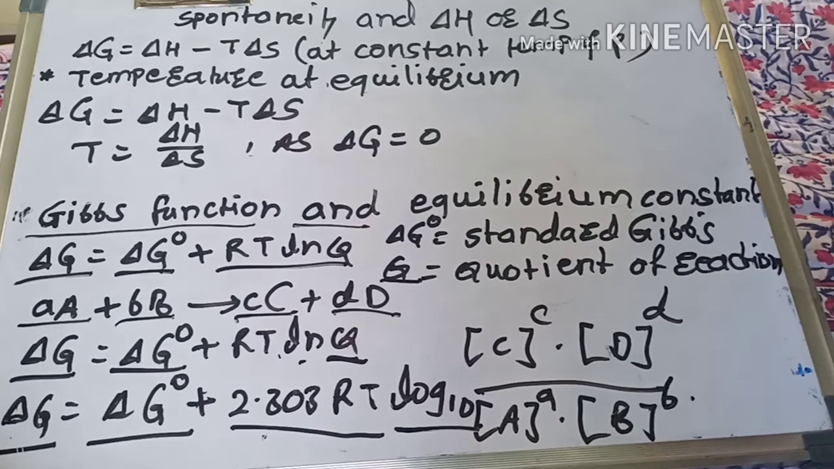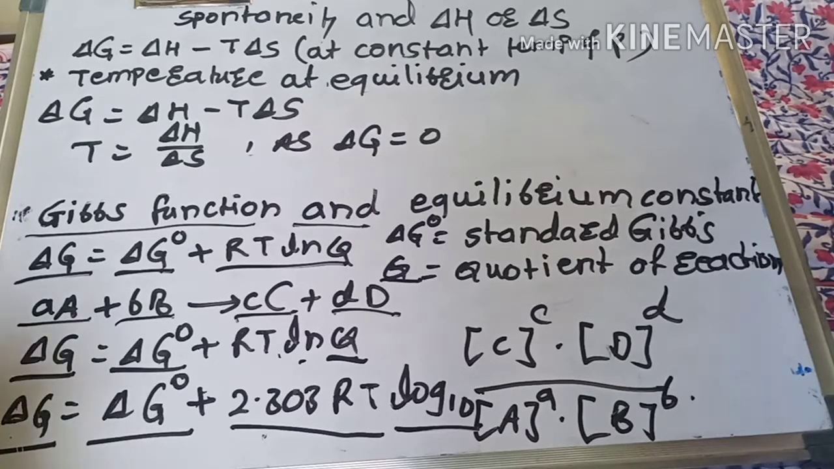Yesterday we have seen spontaneity, which is summarized as: delta S total is greater than 0 and delta G is less than 0, the process is spontaneous. Delta S total is less than 0 and delta G is greater than 0, the process is non-spontaneous. Delta S total is equal to 0 and delta G is equal to 0, the process is at equilibrium.